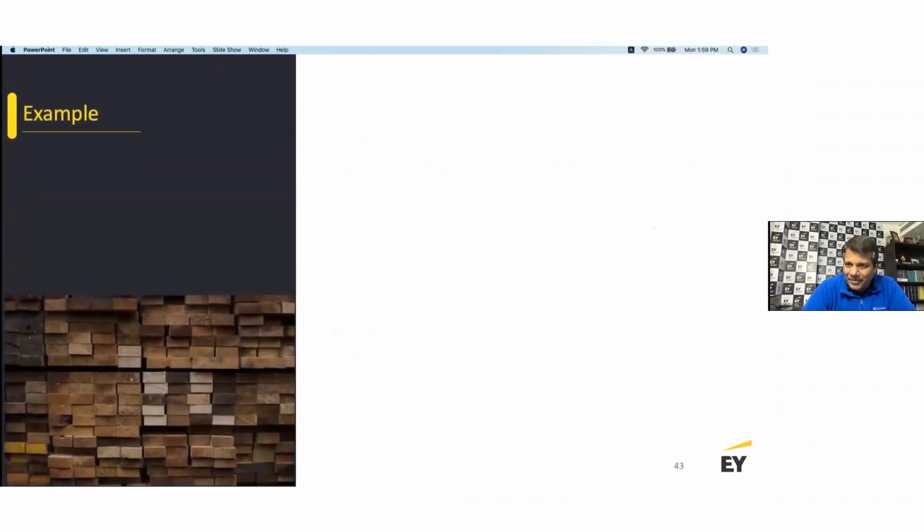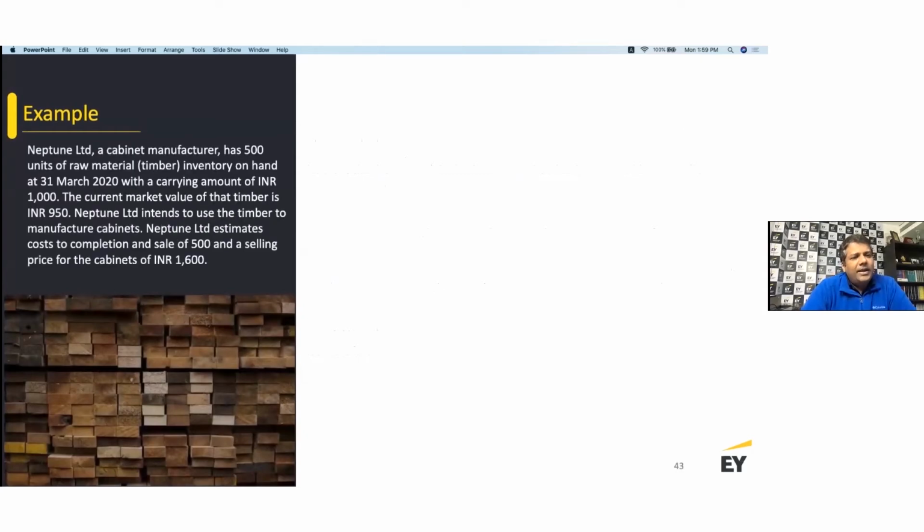Let's talk more with a few more examples. Okay. Now, this question here. Neptune Limited, a cabinet manufacturer, has 500 units of raw material inventory on hand as at 31st of March 2020 with a carrying amount of INR 1,000. The current market value of that timber is INR 950. Neptune Limited intends to use the timber to manufacture cabinets. You purchased it for 1,000, your carrying amount is 1,000, and your current market value of timber is 950.